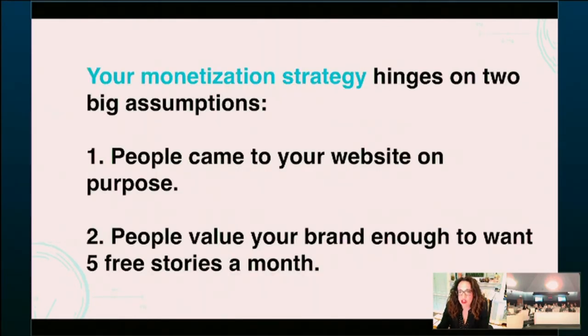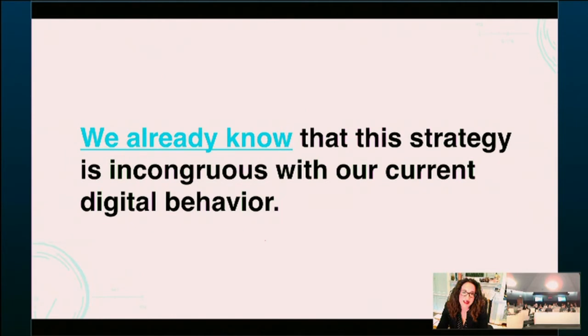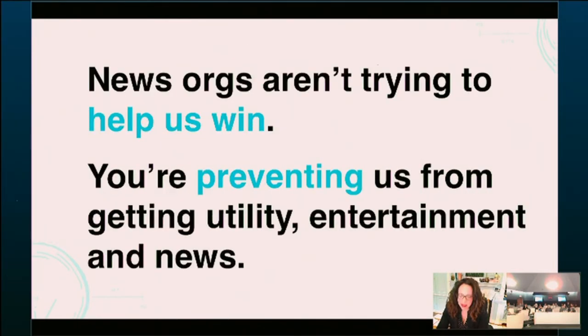So the monetization strategy hinges on two assumptions. One, that people came to your app or your website on purpose versus through a link that somebody shared on social media. And two, that people value the brand enough to want five free stories or whatever it is a month in exchange for registering. We already know that the punishment strategy is incongruous with our current digital behavior. It's not what anybody else does. And what that tells us is that news organizations are not helping us win. Instead, they're preventing us from getting utility, entertainment, and news.